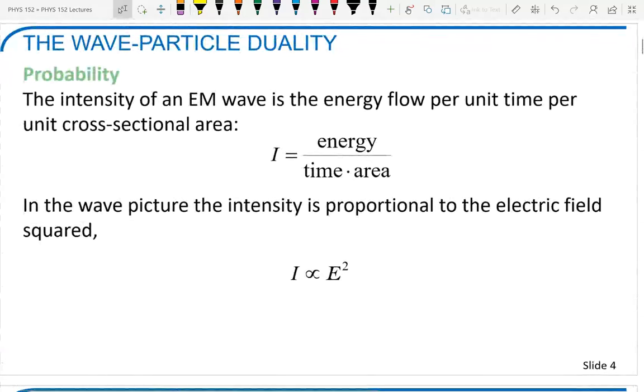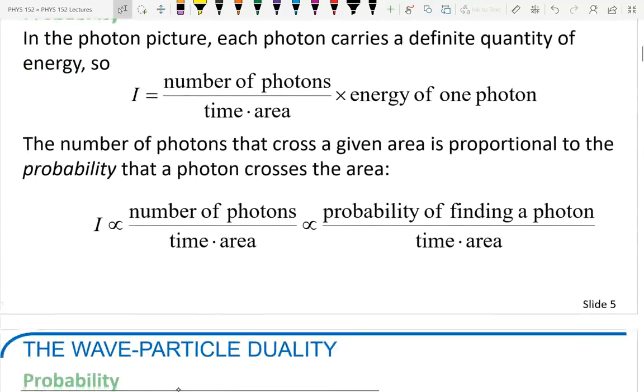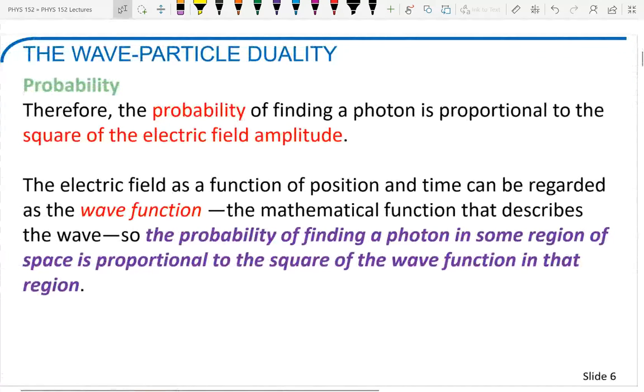So with that probability idea, let me skip over here. The probability is proportional to the amplitude of your electromagnetic wave squared. So the probability is proportional to the square of the electromagnetic wave's amplitude. That's going to be important to us. We're going to try to find a wave function to describe something like an electron. And then if we square its amplitude, we'll say that should also tell me about probability.